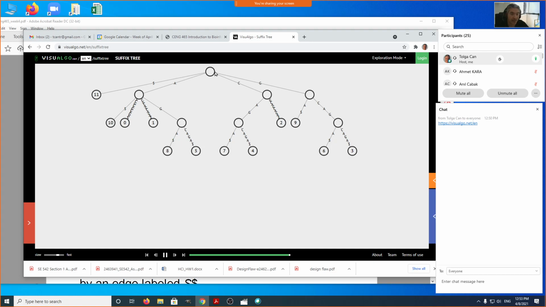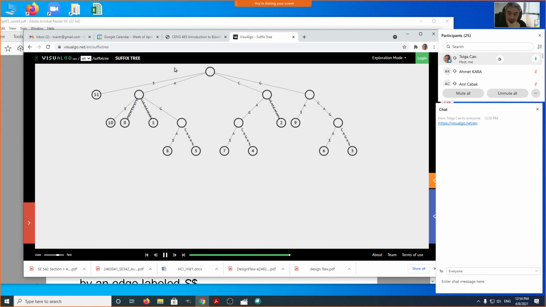If I had the base nucleotide T here, it would be another outgoing edge from this root node. And the branching factor is alphabet size plus 1. All right, so this is the suffix tree for that.